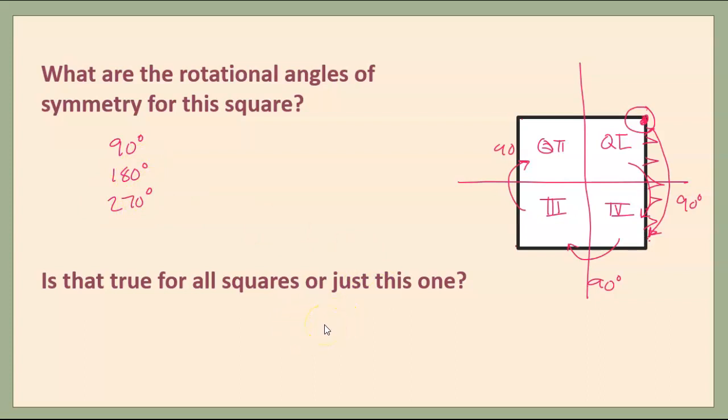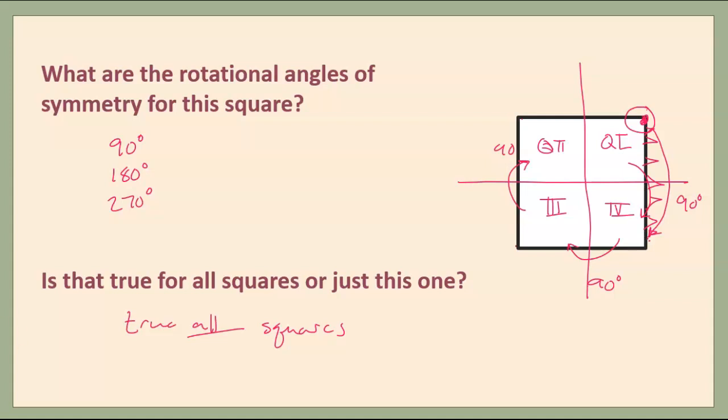And once again, we're asking, is that true for all squares or just this one? Well, all squares look pretty much exactly like this, scale up or scale down. Right? They all have the same length of sides, same 90-degree angles. They just get smaller or bigger. So this is true for all squares. All the rotational angles of symmetry are 90, 180, and 270 for all squares.